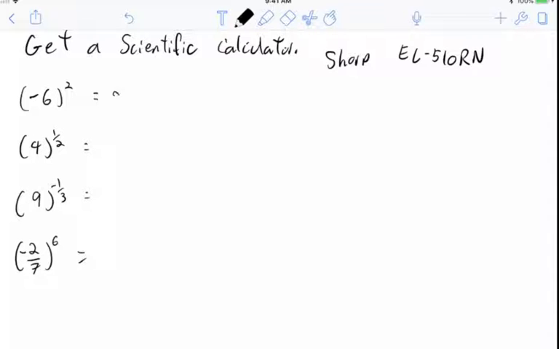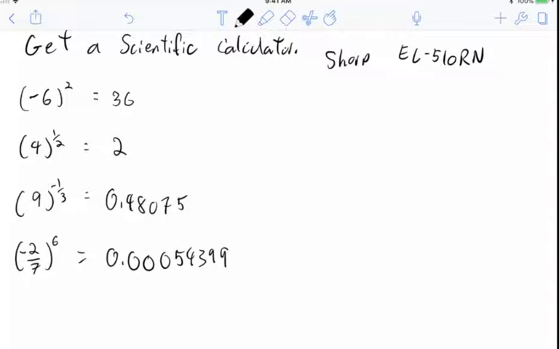So this is 36. That's 2. This is 0.48075, and minus 2 divided by 7 to the 6, that's 0.00054399. Okay. So hopefully you figured it out. It's not that hard once you figure out how to do it. It's super important that you're able to do it though for what's coming next, which is we're gonna be algebraically manipulating things.